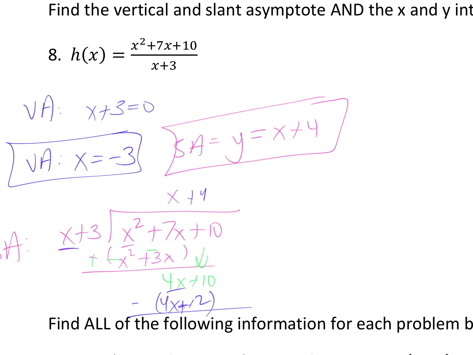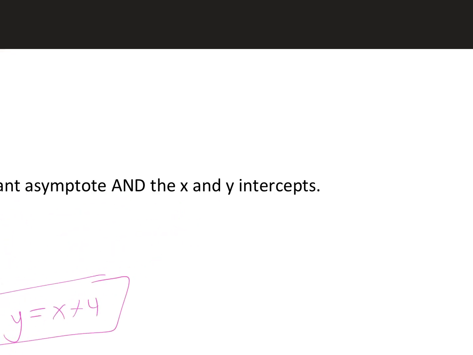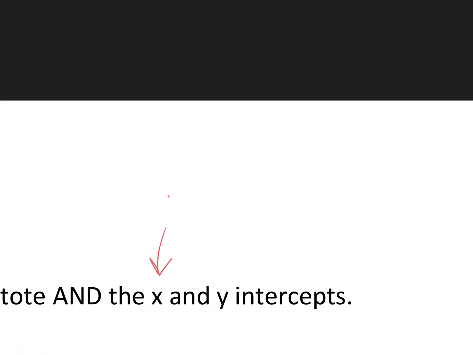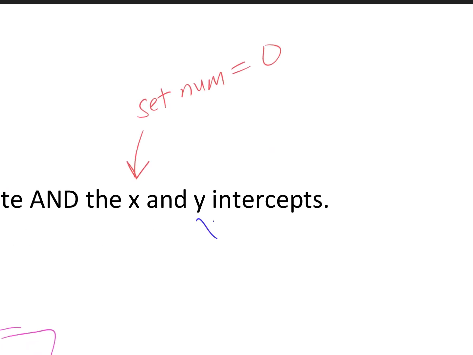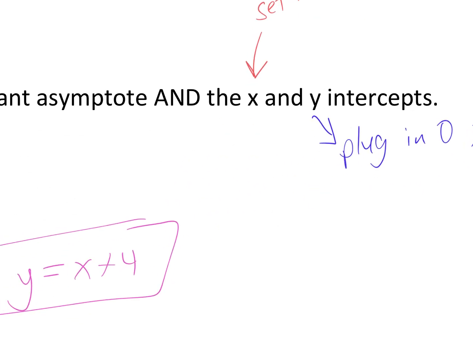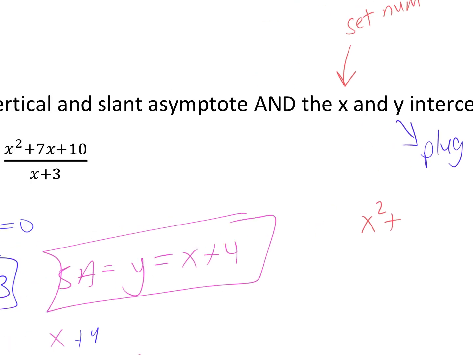Now, if we're going to find intercepts, guys, how do you find the x-intercept? What does the cheat sheet say to do? Set the numerator, that's the one on top, equal to 0. How do you find the y-intercept? You plug in 0 for x.